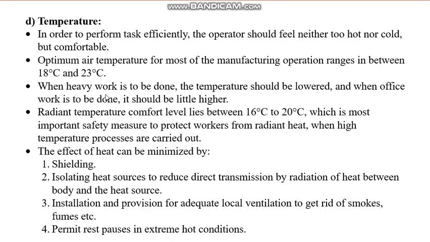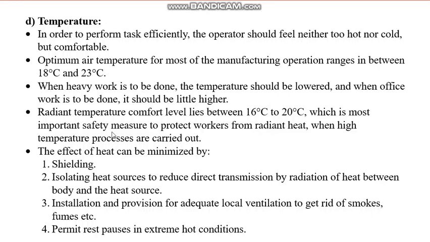When heavy work is to be done, because the body also generates heat, the temperature should be lowered. And when office work is to be done, it can be a little higher. Then radiant temperature. The radiant temperature comfort level lies between 16 degrees centigrade to 20 degrees centigrade.